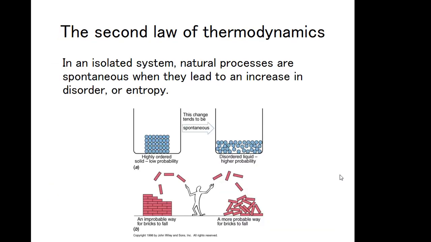The second law of thermodynamics is the law of entropy, essentially. And what the second law says is that everything in a system naturally goes towards a state of disorder. Things do not get organized on their own. They always, always, always become less organized.